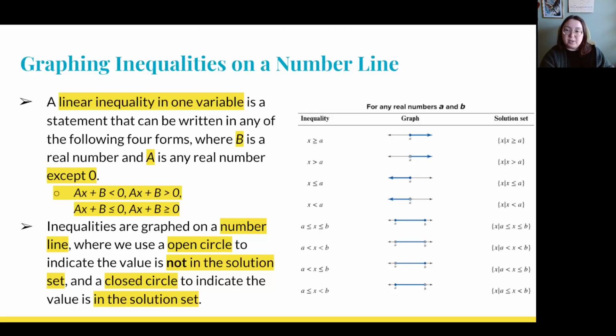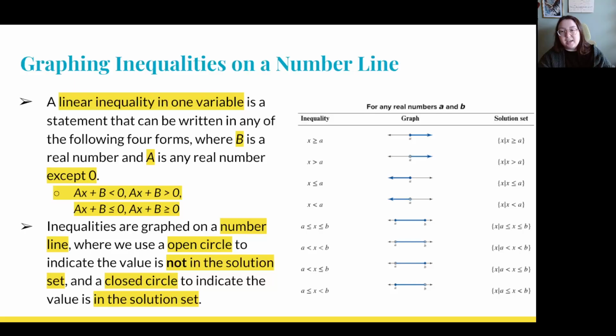A and B are also included, so those points at A and B get filled in. Now, all the four bottom ones that we see there are almost all the same. The only difference is a mixture of inequalities. So the sixth one down is A is less than X, which is less than B. So X is found anywhere between A and B. Both are not included, so they get a circle, not a dot.